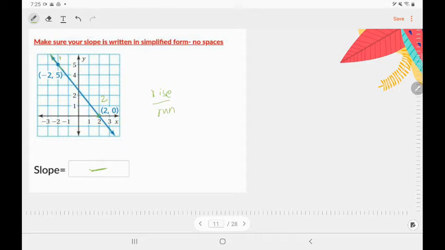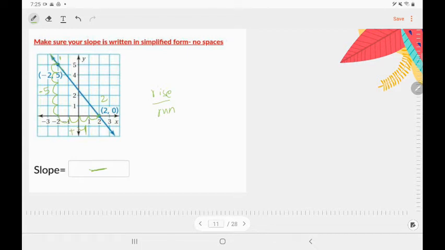So rise means I need to move up or down. So to get from point 1 to point 2, I need to move down. And I'm going to count spaces. 1, 2, 3, 4, 5 spaces to get me down to point 2. Now I moved down 5, so remember that's a negative change. To get to my point, I need to now move to the right. 1 space, 2 spaces, 3 spaces, 4 spaces, and I move to the right. So remember that is a positive change.